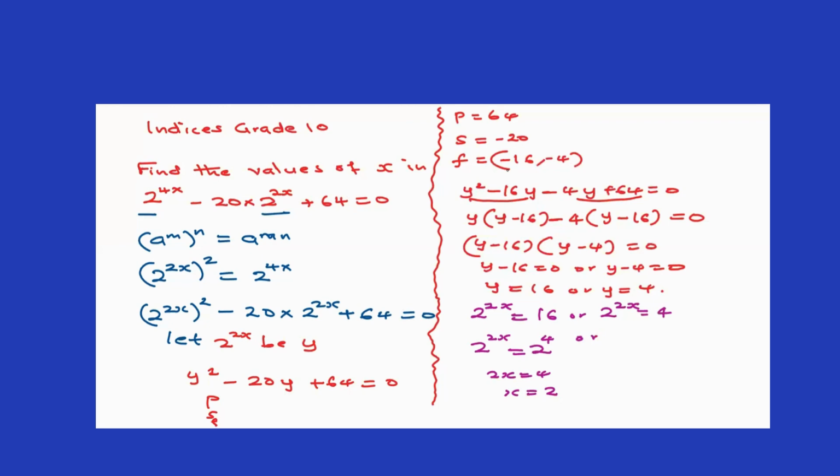Or on this other side, 2 raised to the power 2x is equal to 4, meaning we can put 4 to base 2, and that is 2 raised to the power 2. Dropping the bases because they are the same, we get that 2x is equal to 2. Dividing both sides by 2, we get that x is equal to 1. So in this problem, we have two values of x. x is equal to 2 or x is equal to 1. That is our solution for this question.